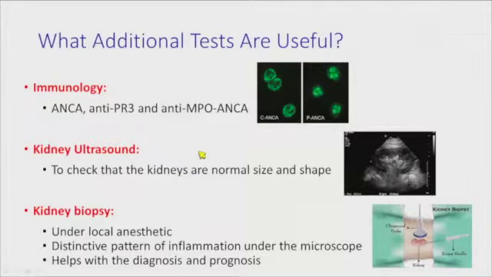We also like to do a kidney ultrasound when there is some kind of suspicion for kidney damage. And normally in ANCA vasculitis, the kidney ultrasound is completely normal. A kidney biopsy is especially important, and it is a procedure that is done by nephrology, normally in the clinic. It is performed under local anesthesia, and it reveals a characteristic pattern of inflammation when we look at the kidney biopsy under the microscope. It helps with the diagnosis and prognosis.